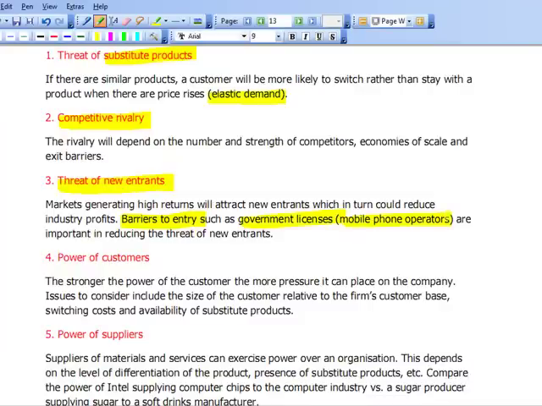The example we've got here is a government license for mobile phone operators. So let's say in a particular country, a company wanted to go there and start the mobile phone business. They may be able to pay for the infrastructure, they may have the knowledge, the technology, but if they don't have the government license, it's going to be very difficult for them to start doing it. That's a classic case of a barrier. Various other barriers to entry are present. For example, economies of scale, capital commitments, branding. All of these are barriers to entry which can prevent organizations entering the industry.